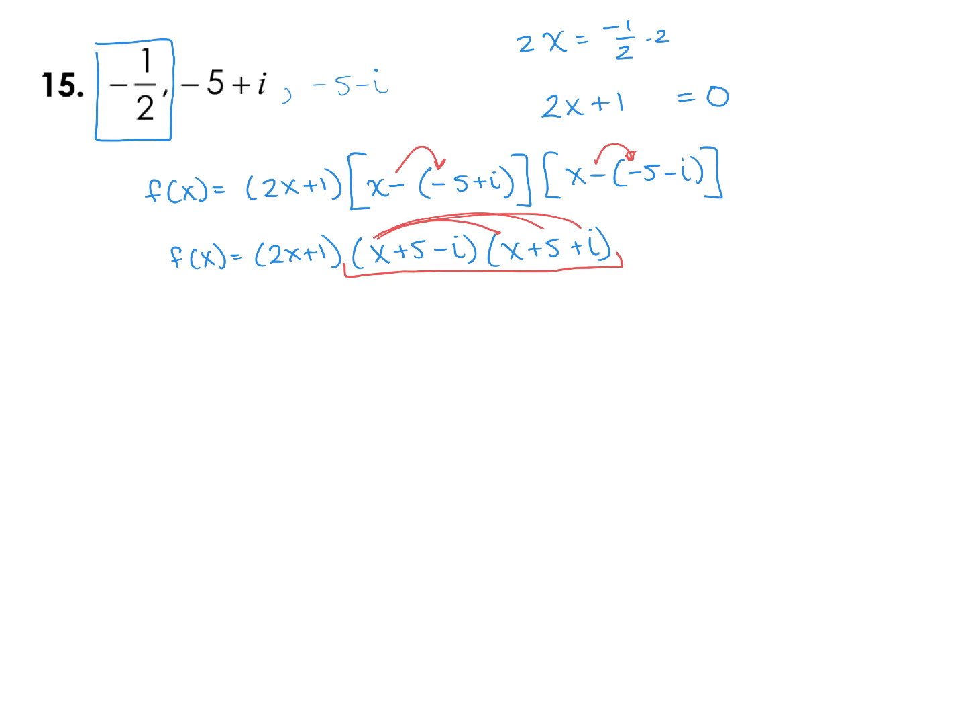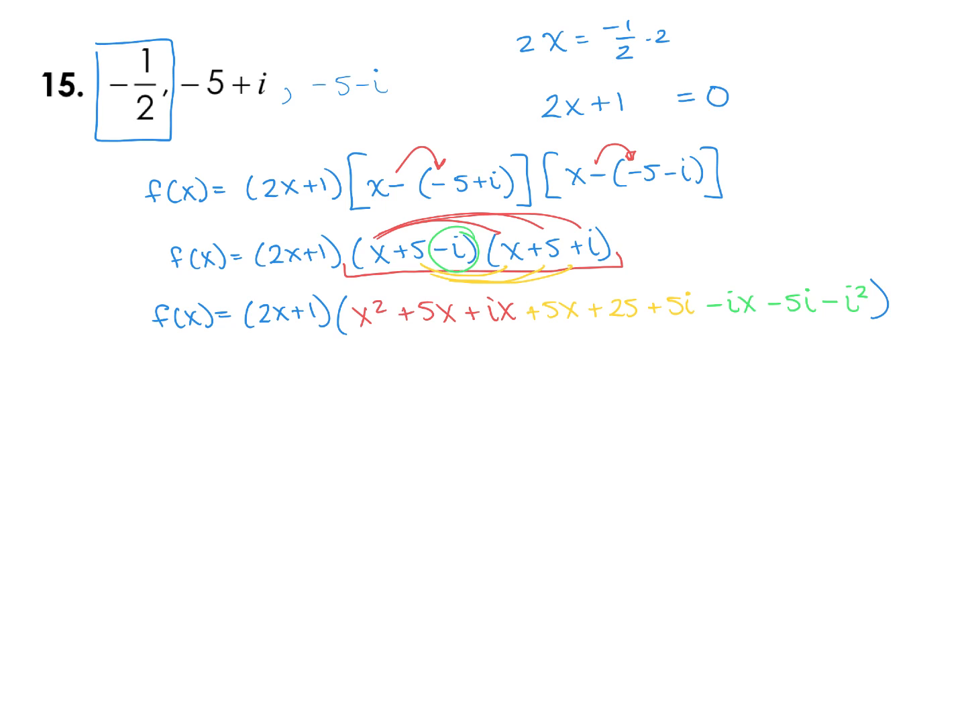So let's see what happens when we do that. f of x is equal to, I'm just going to rewrite that 2x plus 1. Then I'm going to do that multiplication. x squared plus 5x plus ix. Let's do the 5 next. That gives me plus 5x plus 25 plus 5i. And then we'll do that negative i last. So minus ix minus 5i, and then minus i squared.